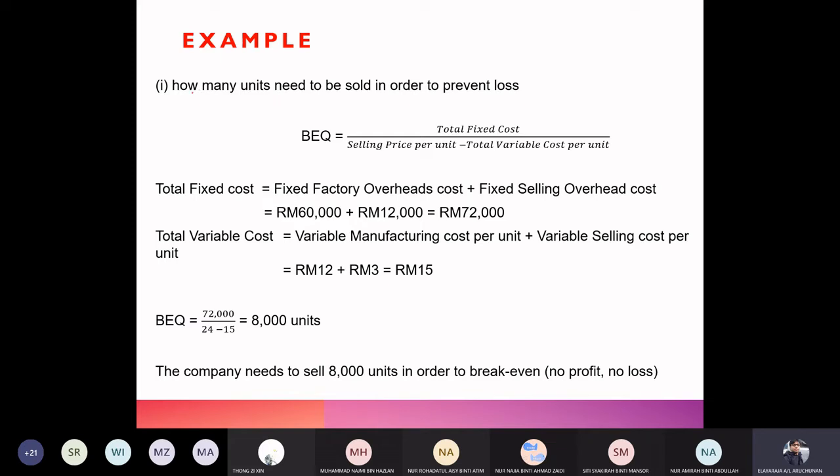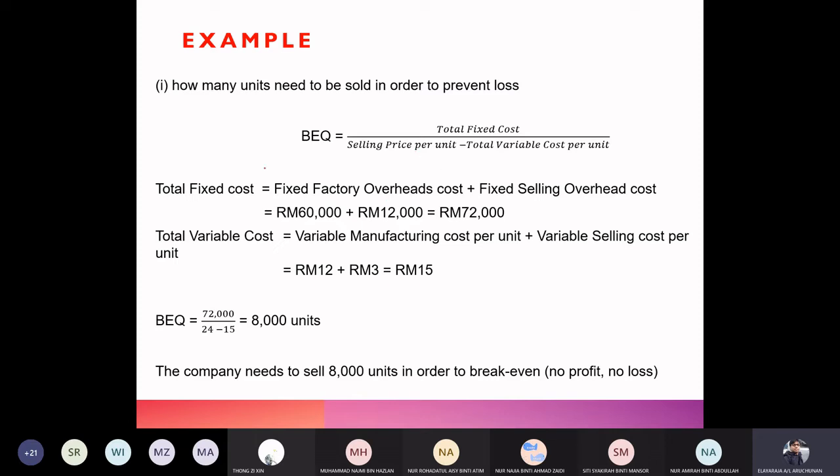First of all, you need to find out the break-even quantity. So how many units need to be sold in order to prevent loss? Preventing loss means break-even. As we know, the break-even quantity is the total fixed cost over the selling price per unit minus the total variable cost per unit. So just write that formula first.